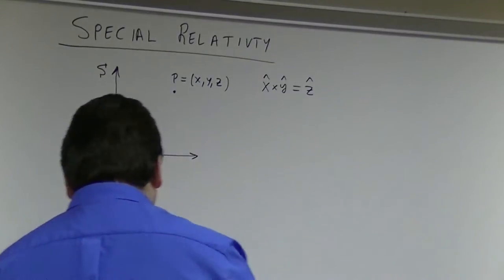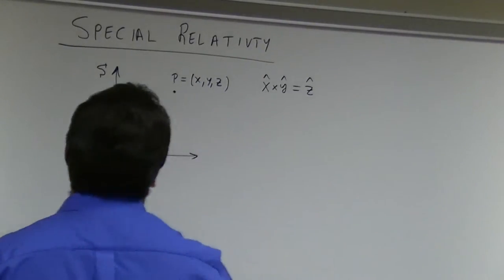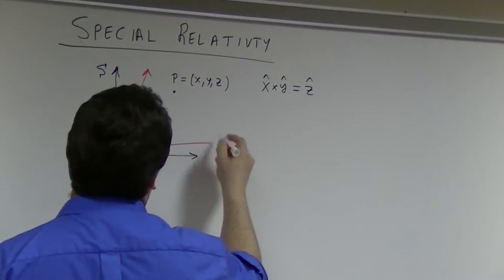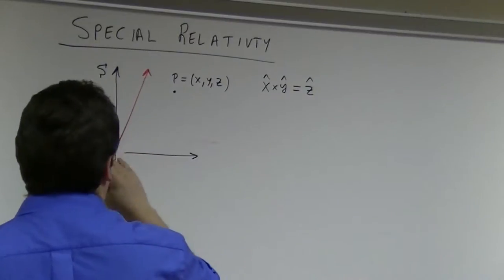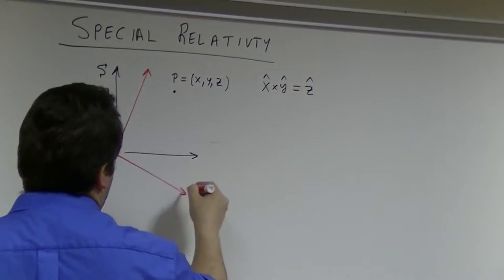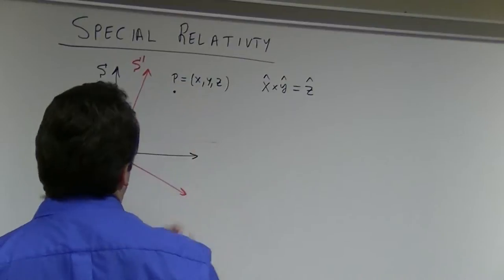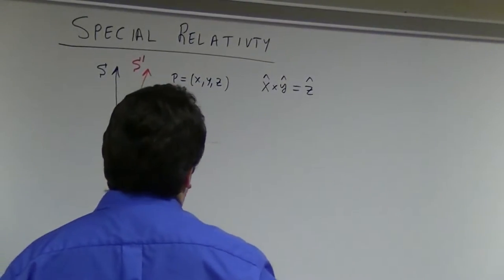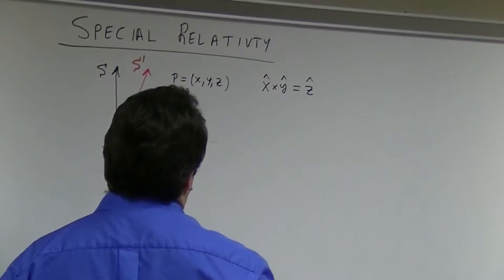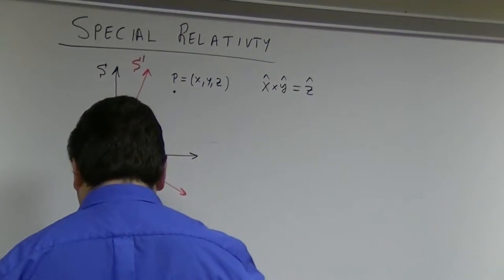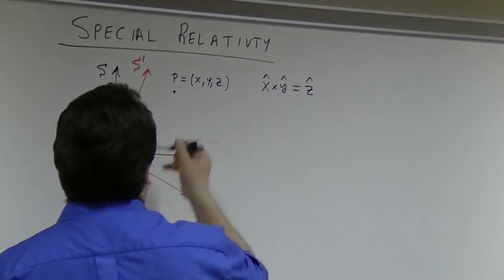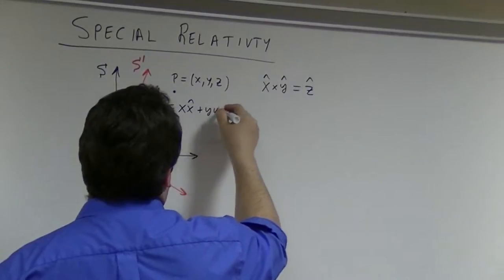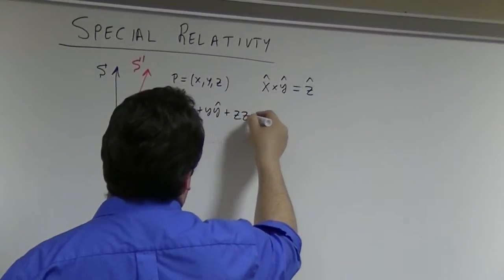If I was to use another orthonormal system of coordinates, I could picture it in red. You can make it a decent picture. Point is, the new coordinate system, S prime, well, this point P is geometric, right? So P on the one hand, I can write as P equals x x hat plus y y hat plus z z hat, right?